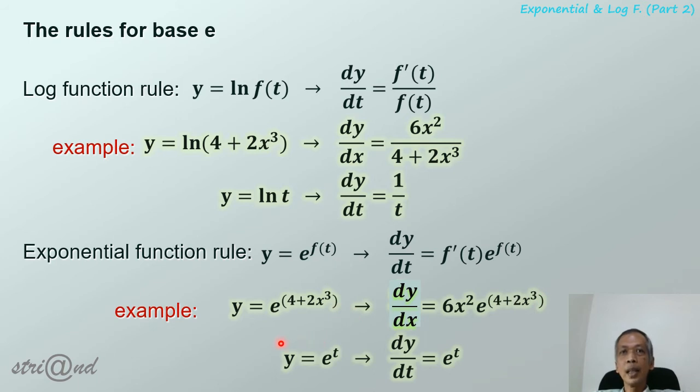And then y equals e to the power of t. The derivative of y with respect to t is, the derivative of t is 1 times e to the power of t, e to the power of t. So, the derivative of y with respect to t of this exponential function is the exponential function itself.